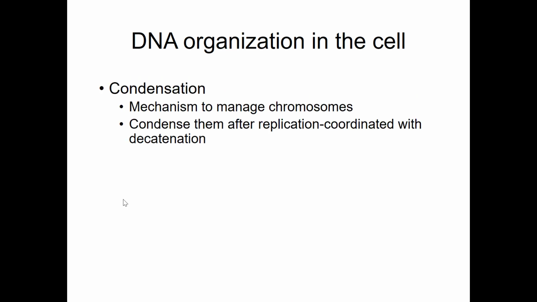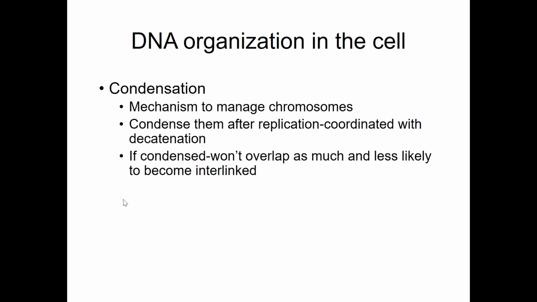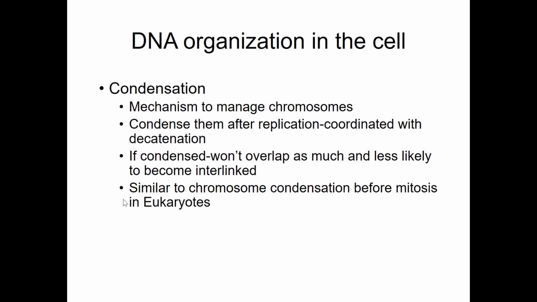So chromosome condensation is a way to manage chromosomes. It's also a way to condense them after DNA replication and is often coordinated with decatenation. So if they're condensed, the DNA won't overlap nearly as much and they're less likely to become interlinked. This is similar to chromosome condensation that occurs before mitosis in eukaryotic cells.